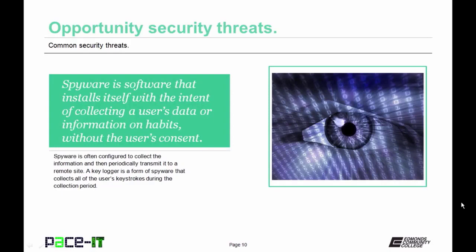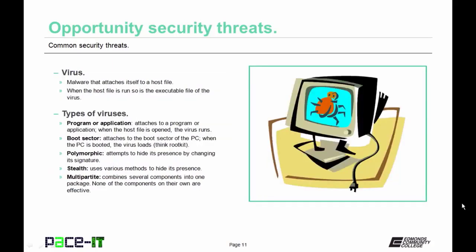Another type of malware is spyware. Spyware is software that installs itself with the intent of collecting user data or information on habits without the user's consent. It's often configured to collect this information and then send it to a remote site at a specified time. Or it can just store it in a hidden file and wait for the attacker to come by and collect it. It has to have a host file in order to operate. When the host file is run, the virus is executed, and then whatever payload is there is also executed.